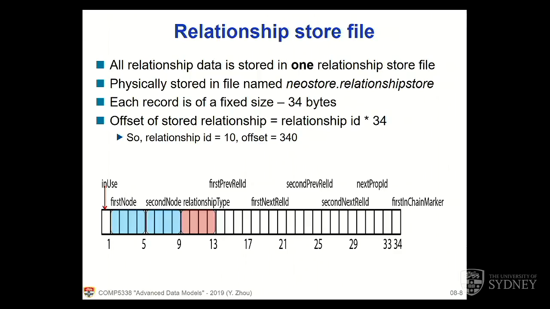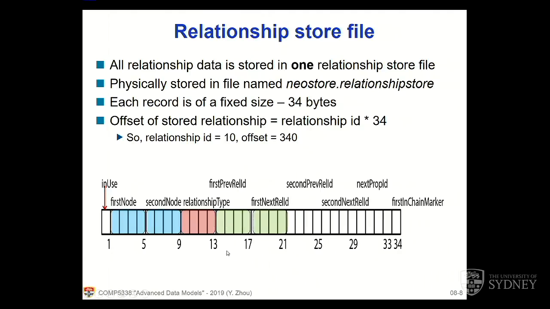And then after this there are 4 groups of pointers. Each pointer stores a relationship's ID, some relationship's ID, but not a random ID. It has some meaning. Okay, so this stores the ID of the first node's previous relationship. So the first node, like the source node, in addition to this particular relationship, has lots of other relationships, right? And then we try to connect all this together. So this stores the first node's previous relationship ID. And this stores the first node's next relationship ID.